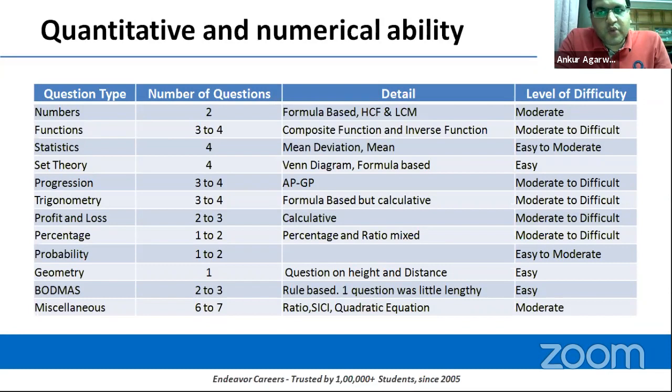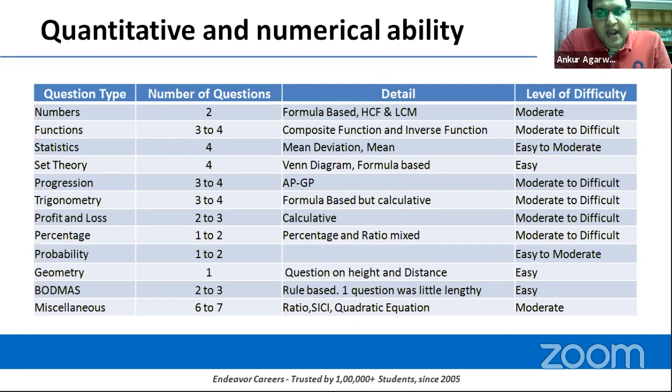There were 4 questions on statistics, again very similar to day one, and students were asked to find the mean, median, standard deviation, and variance. These questions were on the easy to moderate difficulty side.